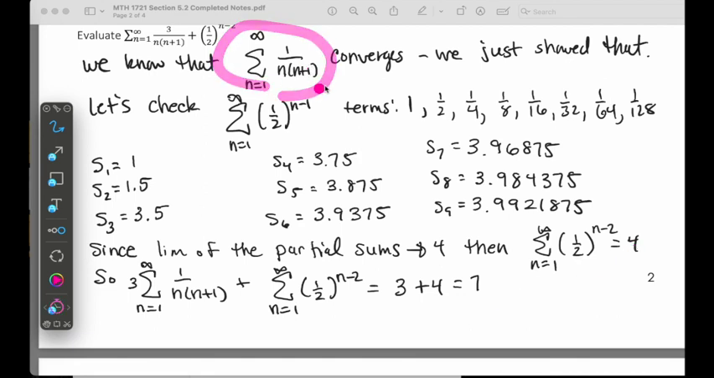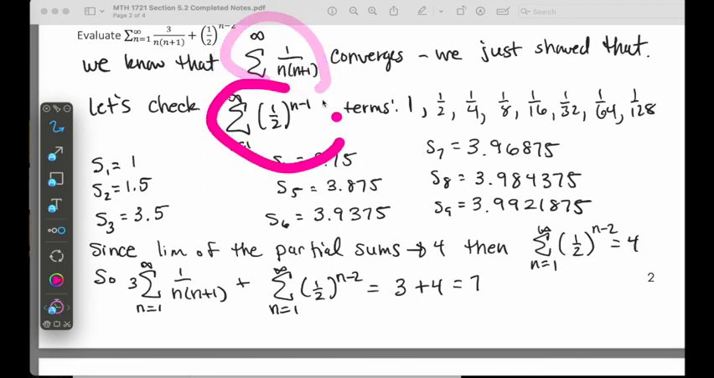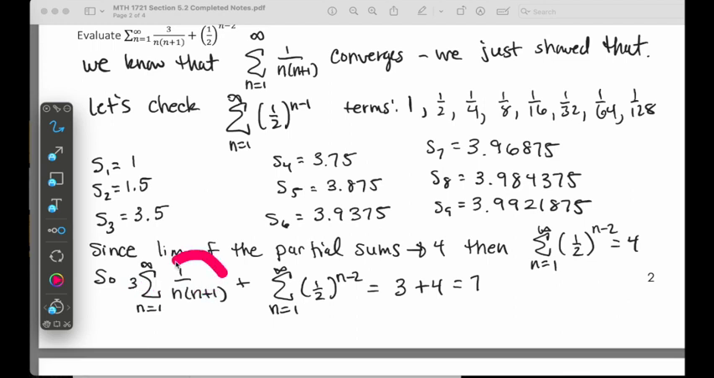Because I know that this series converges and this series converges, I know I can add them separately to evaluate the sum. So if I take 3 times this, which was 1.